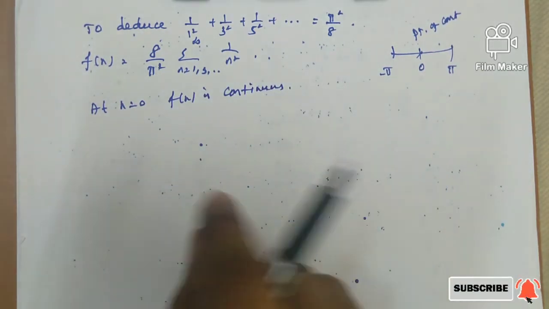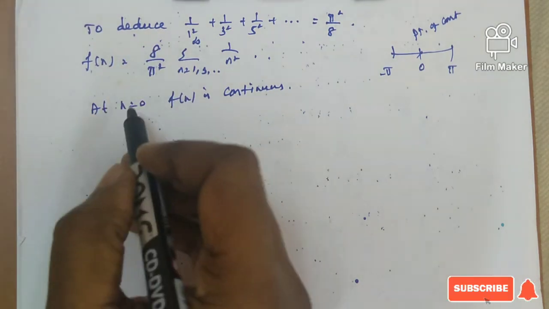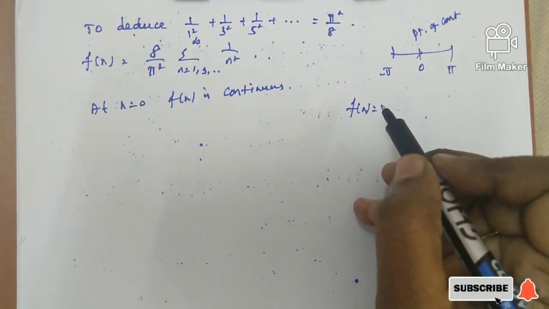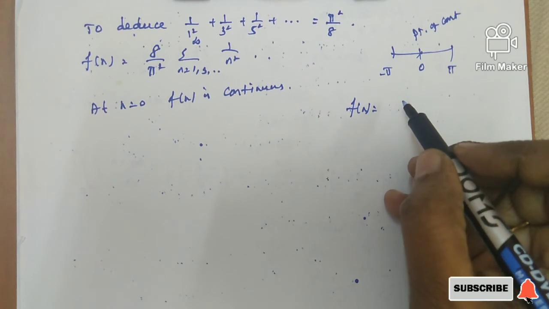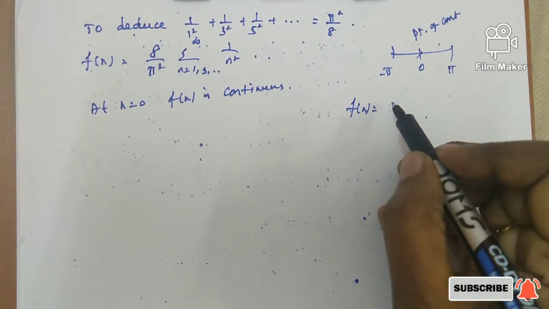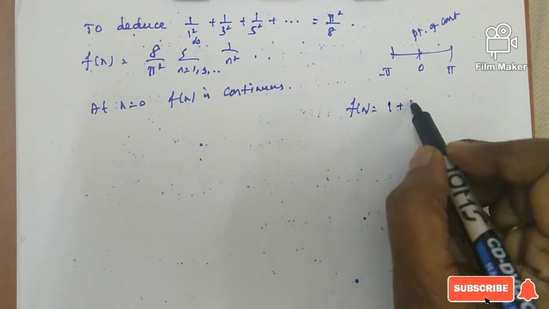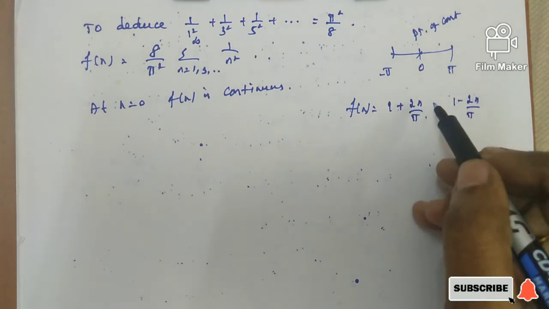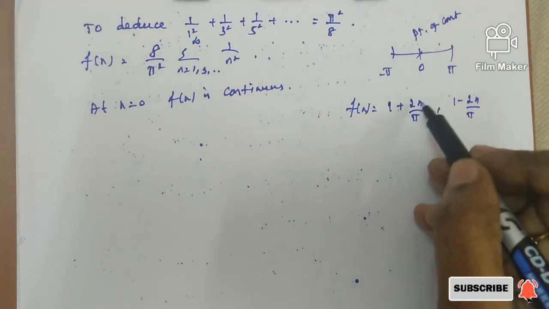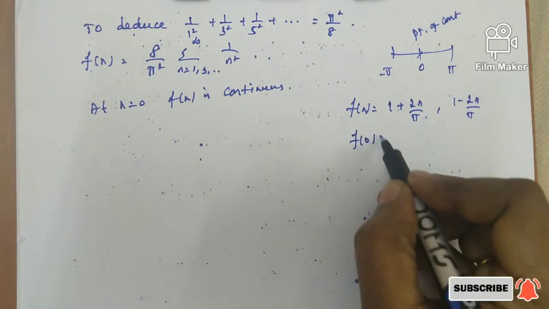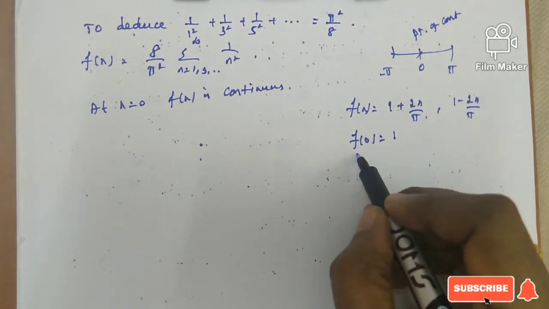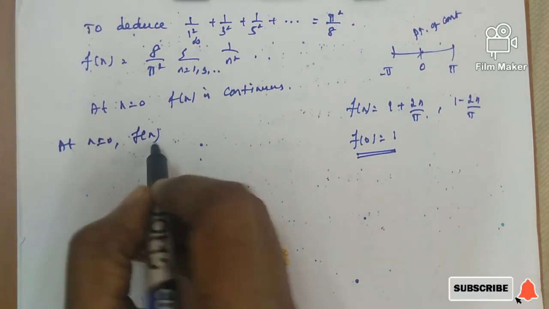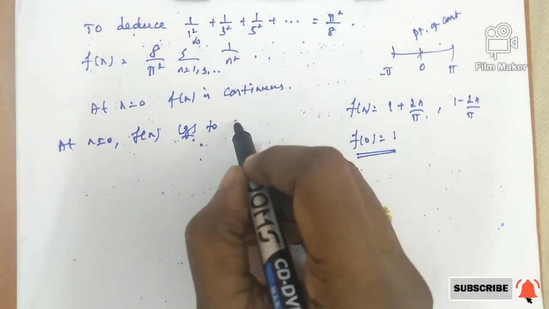In the continuous case, we need to put the point directly in f of x. So f of x is what? We have two cases, 1 minus 2x by pi or 1 plus 2x by pi, whatever it is. In both cases, if you substitute x equal to 0, anything by 0, this term will become 0. Only f of 0 equal to 1 you can get. So at x equal to 0, f of x converges to 1.